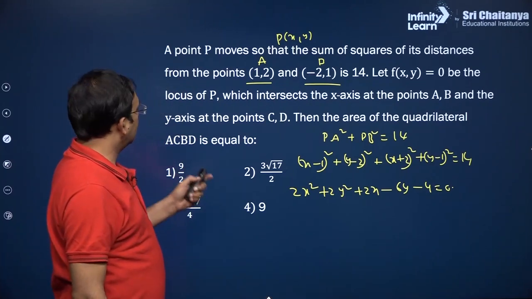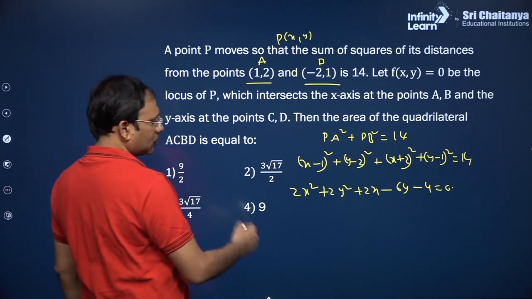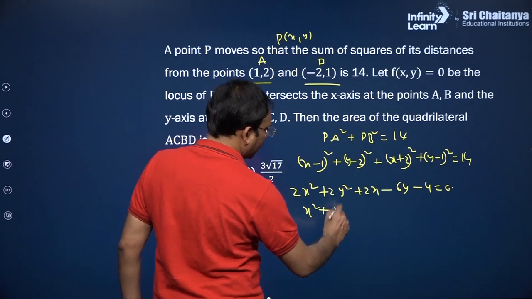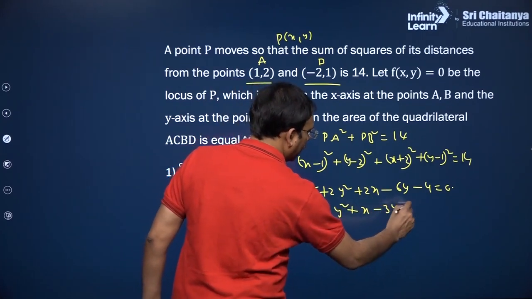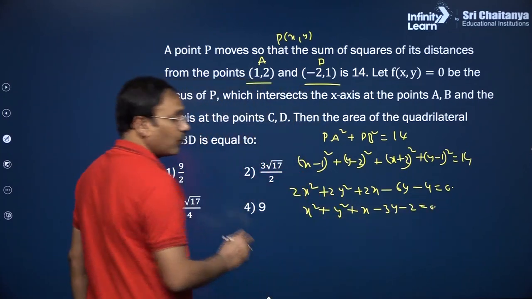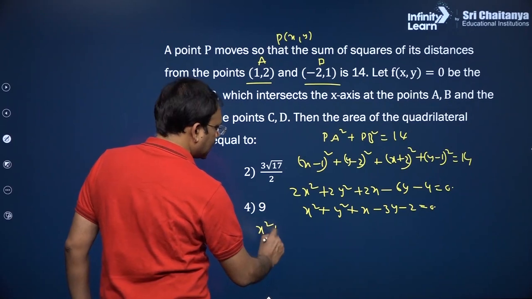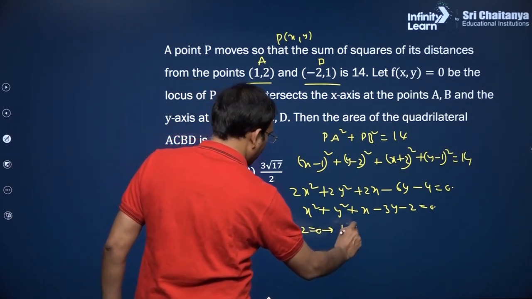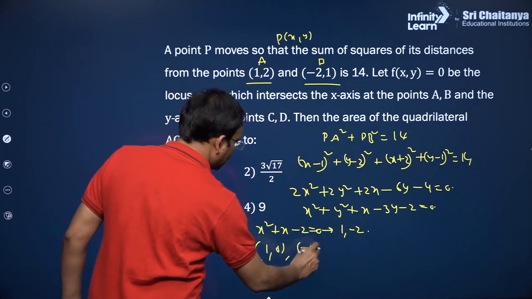Now, which intersects x axis at the points A comma B. So, x axis means you can also further simplify, this is x square plus y square plus x minus 3y minus 2 equal to 0. So, where does this cut x axis means put y is equal to 0, you will get x square plus x minus 2 equal to 0, the roots are 1 comma minus 2. So, the points are going to be 1, 0 and minus 2, 0, my dear friends.